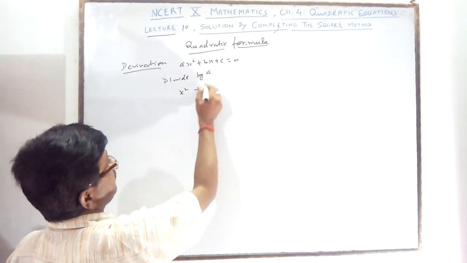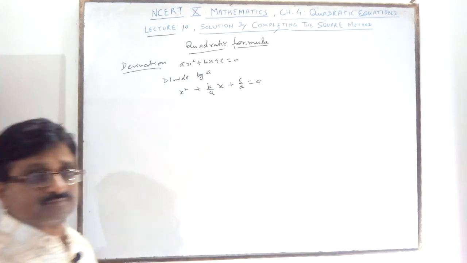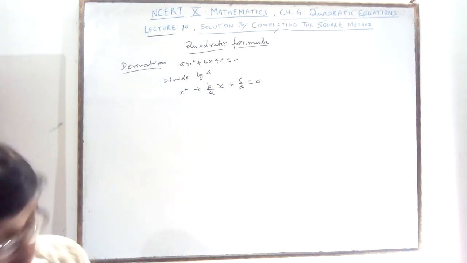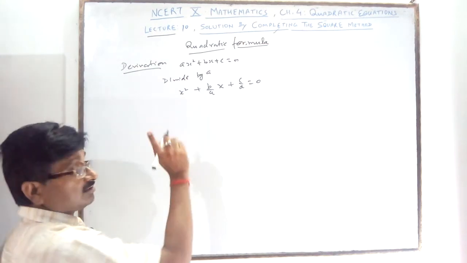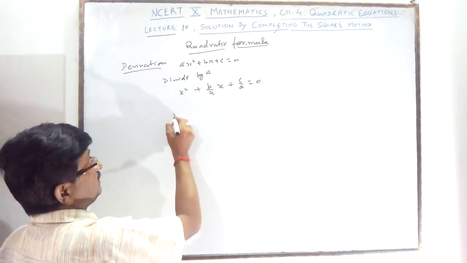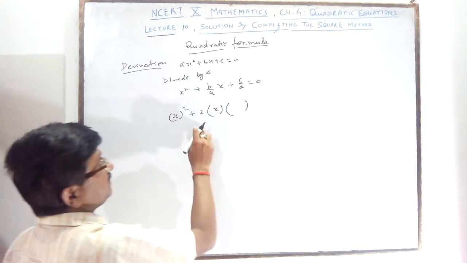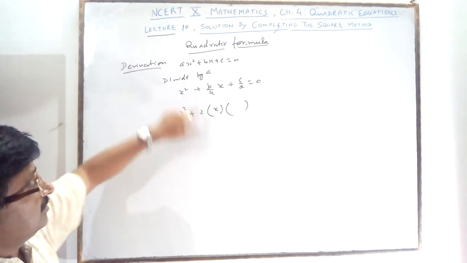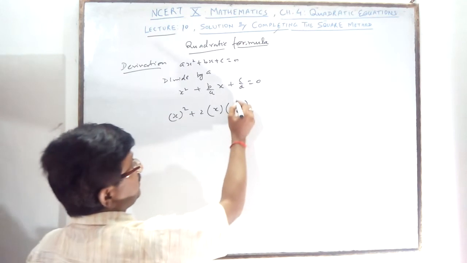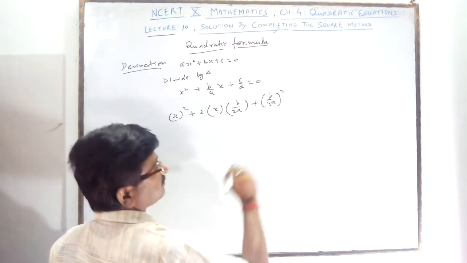So x square plus b by a x plus c by a is equal to 0. From completing the square, we get the Sridharacharya formula. The values of x are called alpha and beta. Now find the complete square: x square plus 2 into x into b by 2a, because you want b by a x, so b upon 2a plus b by 2a whole square.